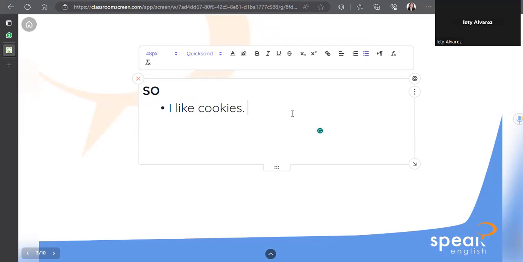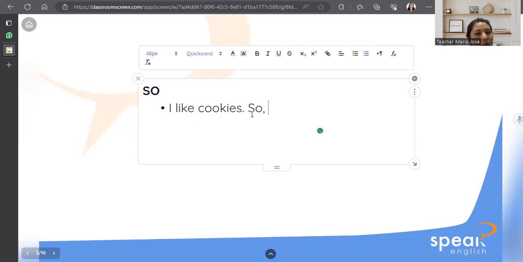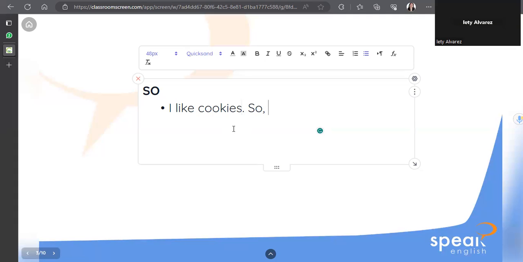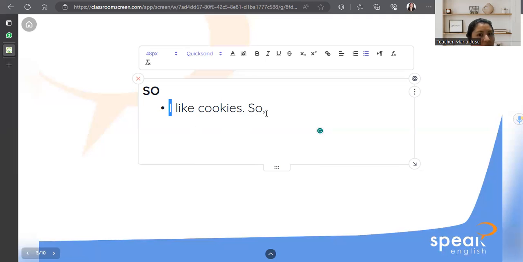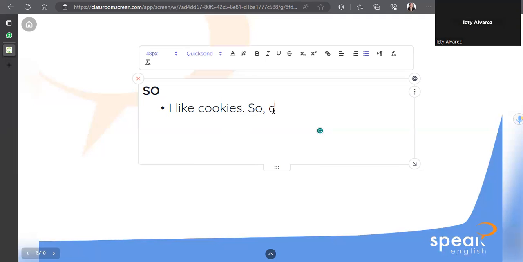So I like. Close, close. So, so. I don't remember. Okay, what is the auxiliary that you use in the simple present? Do or does. But in this case, I am using so. So do I. Excellent.